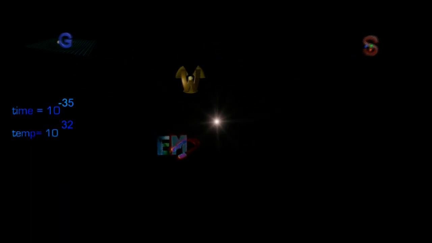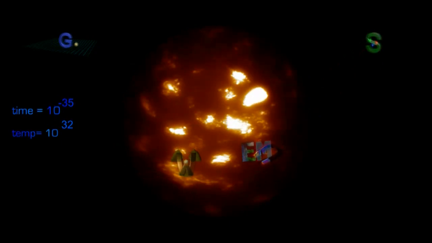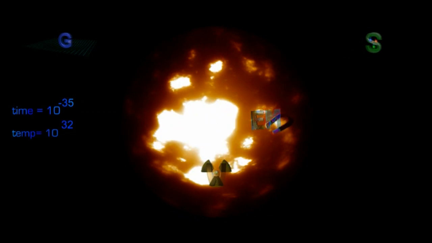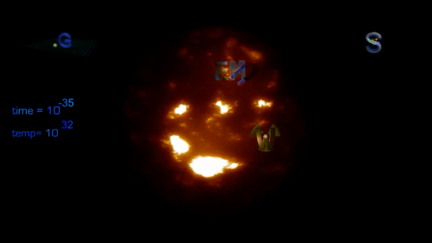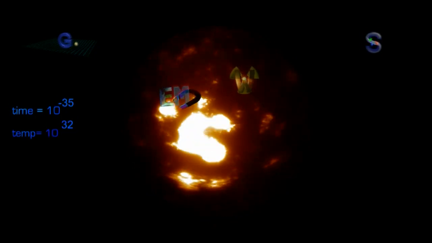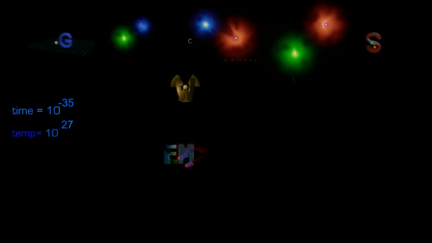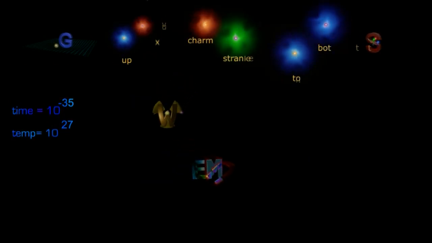At 10 to the minus 35 seconds, the strong nuclear force exits the union as well, and this triggers inflation. The event where the universe instantaneously grew in size, from tinier than an atom to an unknown large size. This expansion and subsequent cooling down to 10 to the 27 degrees allows six different types of quarks to form.